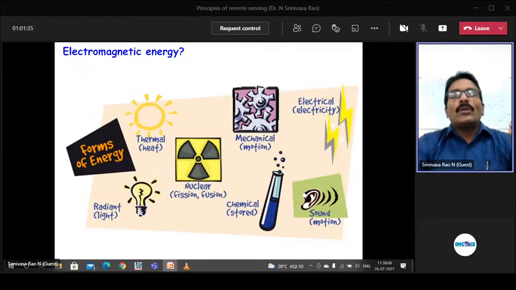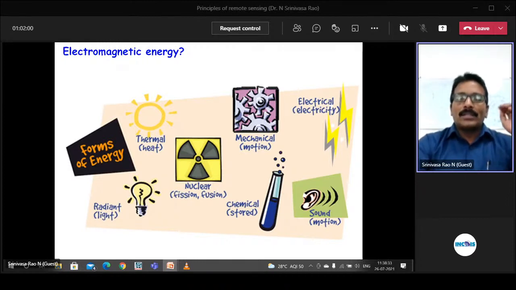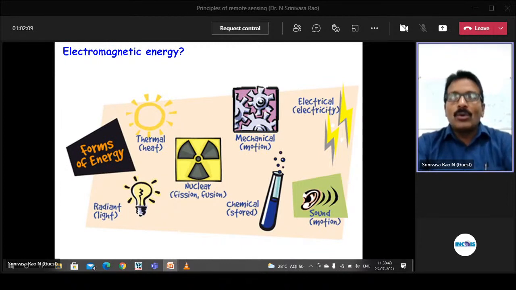Okay, so now we are moving on. In nature, many forms of energy are there: thermal heat energy, light energy, nuclear energy, chemical energy, mechanical, electrical, and sound. Out of all these, in the satellite remote sensing case, we are using only light. Already on the ground, I mentioned our ears are also nothing but remote sensing. In the ears' case it is sound. Why are we not using sound in satellite remote sensing? That is the fundamental thing. Why are we using only light?